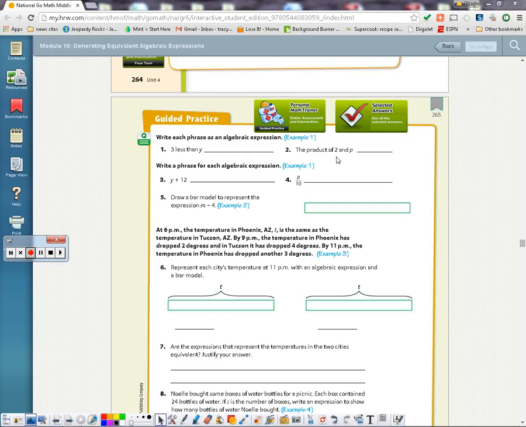Okay, so for 3 less than y, who's got an answer? 3 less than y would not be 3 minus y, it would be y minus 3. And that's because it's 3 less than y, so we start at y and we go back 3. So it would be y minus 3. How about the product of 2 and p? Blake. 2p, exactly.